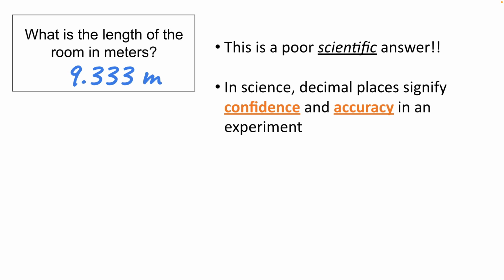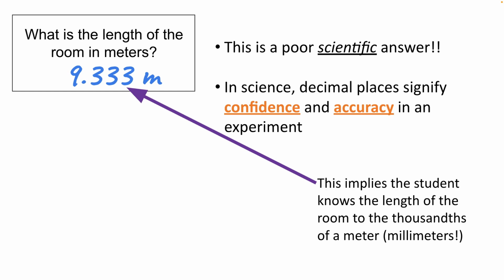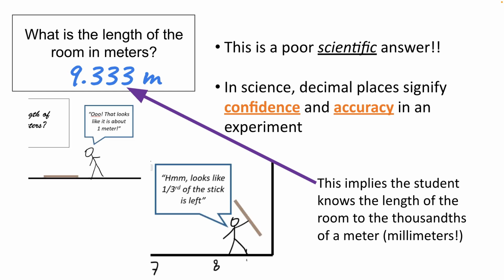Why? In science, decimal places signify confidence and accuracy in an experiment. Look at this number. It's actually not just a number, it's a measurement. This represents 9 meters, 33 centimeters, and 3 millimeters. This number implies the student knows the length of the room to the thousandth of a meter, which doesn't match their experiment. First, the kid approximated a meter from a random stick, and then they roughly guessed how much extra space was left over from the far side of the classroom.